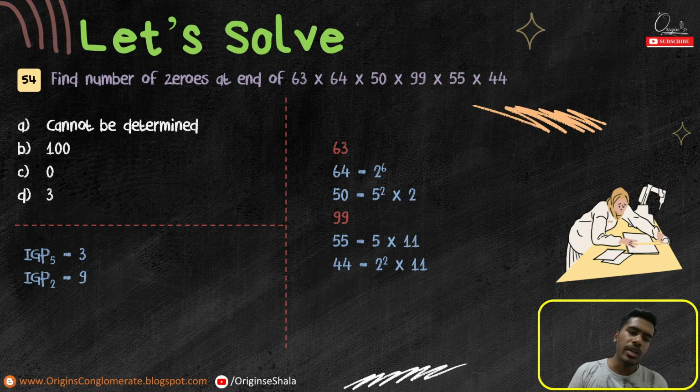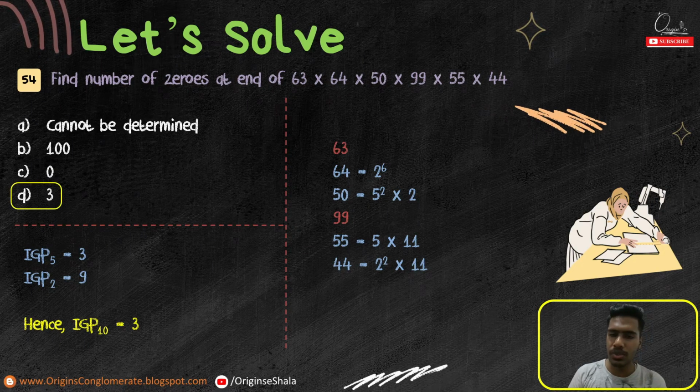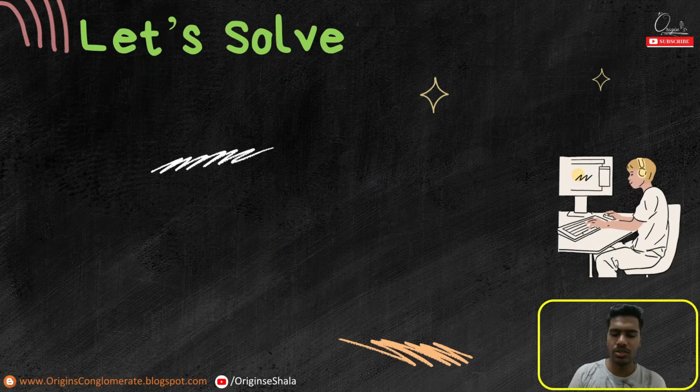Now, obviously, to make a complete 10, 5 and 2 are both needed equally. So even though I may have a surplus of 2's, I have no use for them. I will only be able to use 3. So yeah, the IGP of 10 in this is 3. Quite simple, right? We didn't even need to check all of these. That's how you can determine the number of zeros at the end without a calculator in a few competitive exams. And this was the reason why we were practicing how to find the IGP of co-primes, because 10 is a co-prime. Now let's take another set.